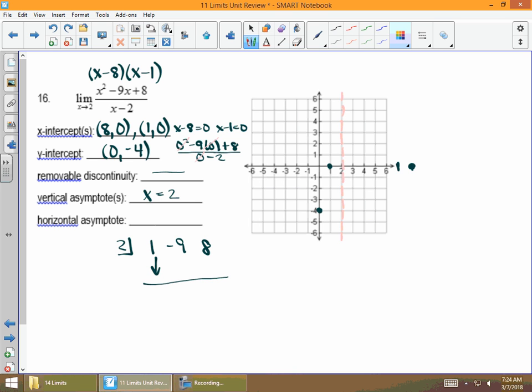Bring down your 1. Multiply. 2 times 1 is 2, and then add vertically. Negative 9 plus 2 is negative 7. And you do not care about the remainder when you're finding your vertical or your slant asymptote.